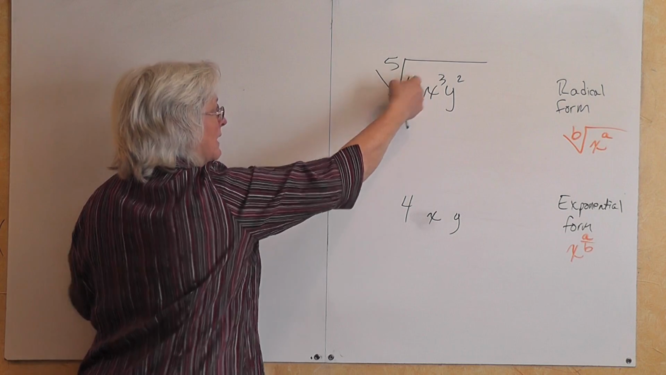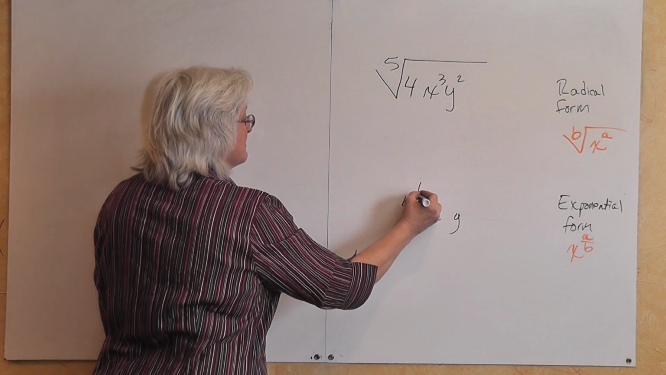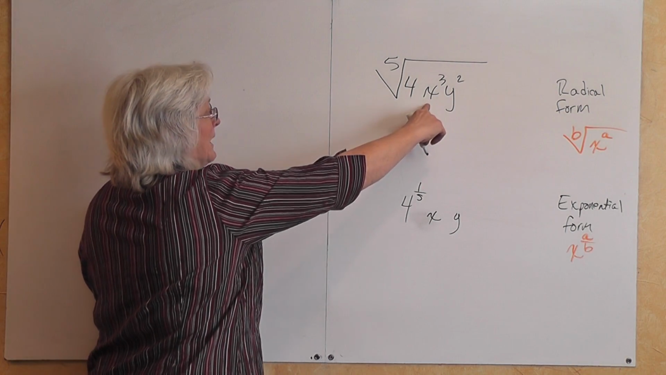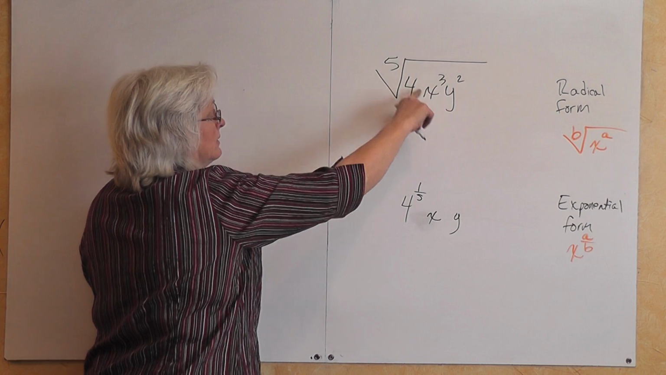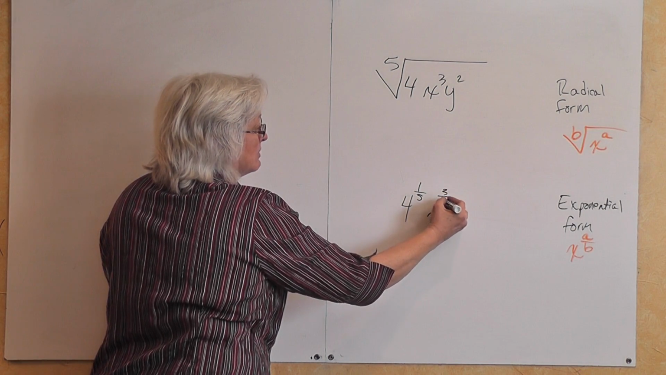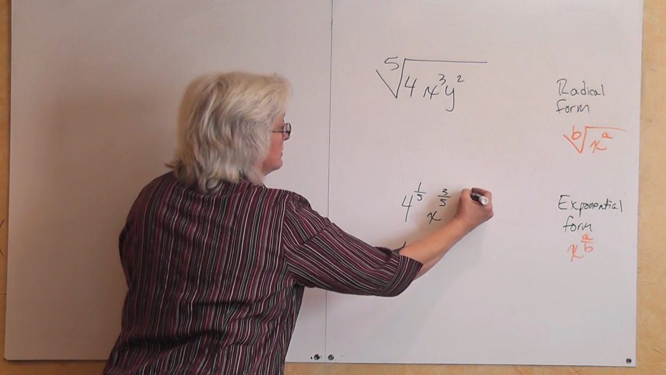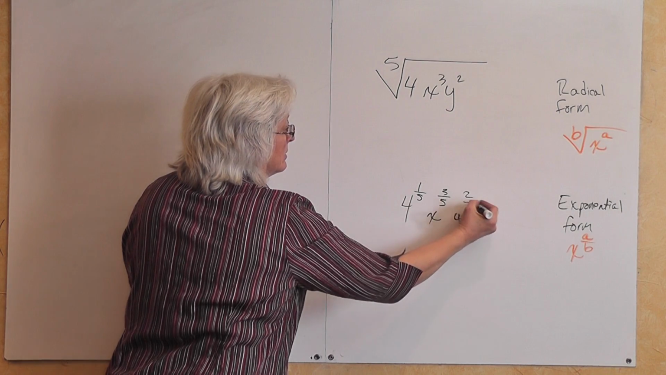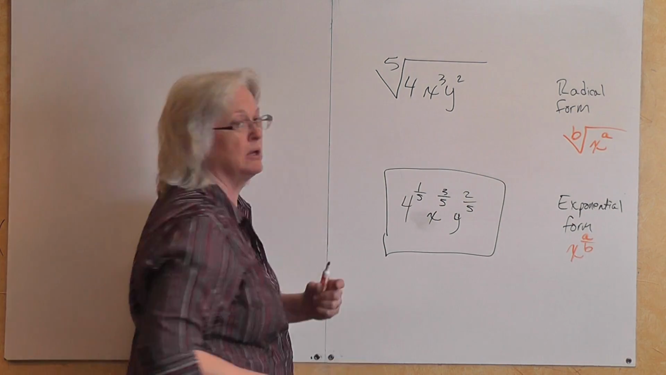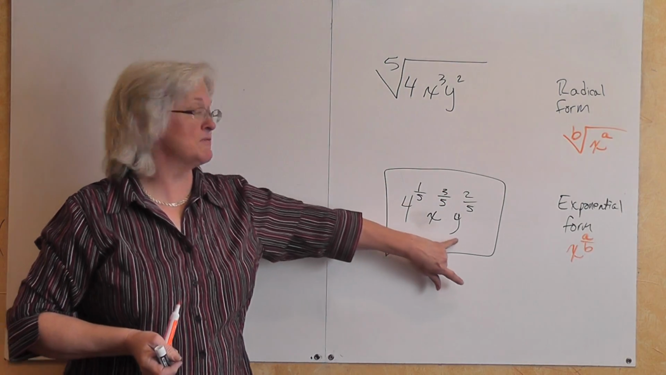So what's the power of 4? It's first. What's the root? It's the fifth. 4 to the 1/5. What power? 3. What root? Fifth. X to the 3/5. What power is y? 2. What root? Fifth. This strange conglomeration of fractions, whole numbers, variables.